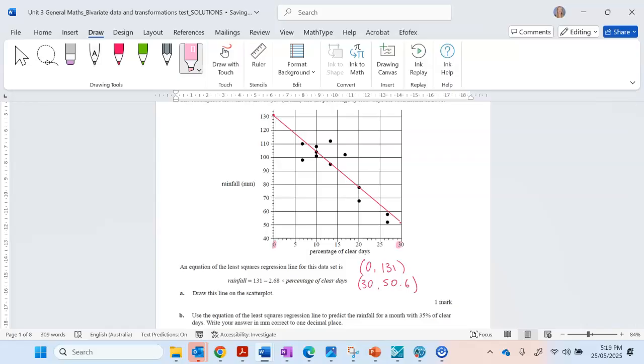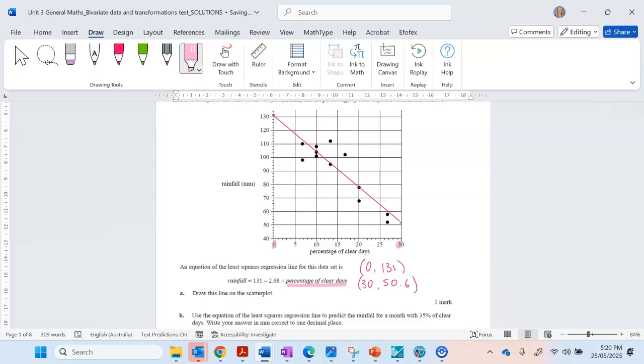So for this one, we're starting at 0. So we want to know the corresponding y value when we substitute 0 into our x variable. So you can see there 0, 131, so that's plotted. And then our other endpoint, so we're going to put in 30 and we get 50.6. Now, obviously when we draw that line, we want to have it look like the least squares regression line. So you should have points roughly each side of it because it's a line of best fit.